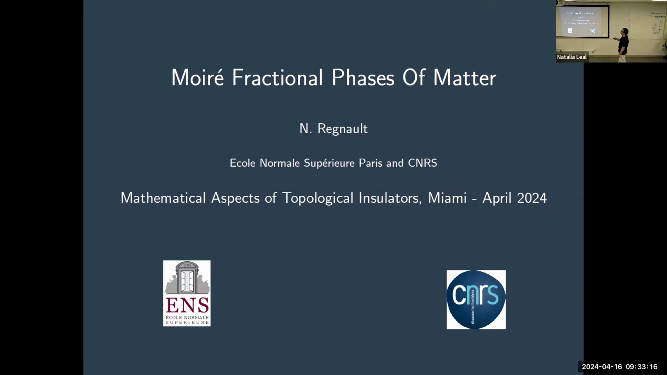So today I will talk about some work we have done on twisted TMDs, the Princeton University version, and how we can have phases similar to what we have in the fractional quantum Hall effect emerging there.